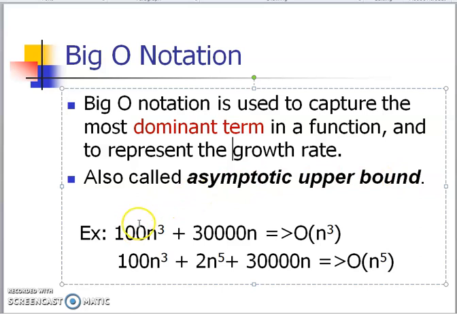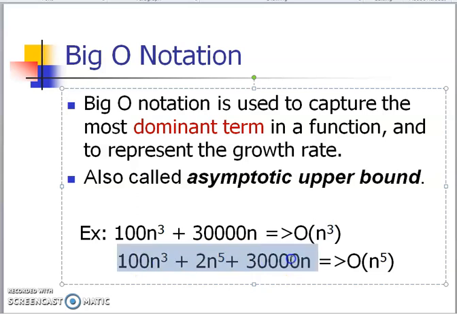For example, this example tells you what Big-O notation is. Say we have an equation from an algorithm analysis, where n represents the input data. This algorithm will require 100 multiplied by n cubed plus 30,000 multiplied by n. In this case, because n cubed is the most dominant term, and that is the one that dominates the execution time, we will capture that by Big-O of n cubed.